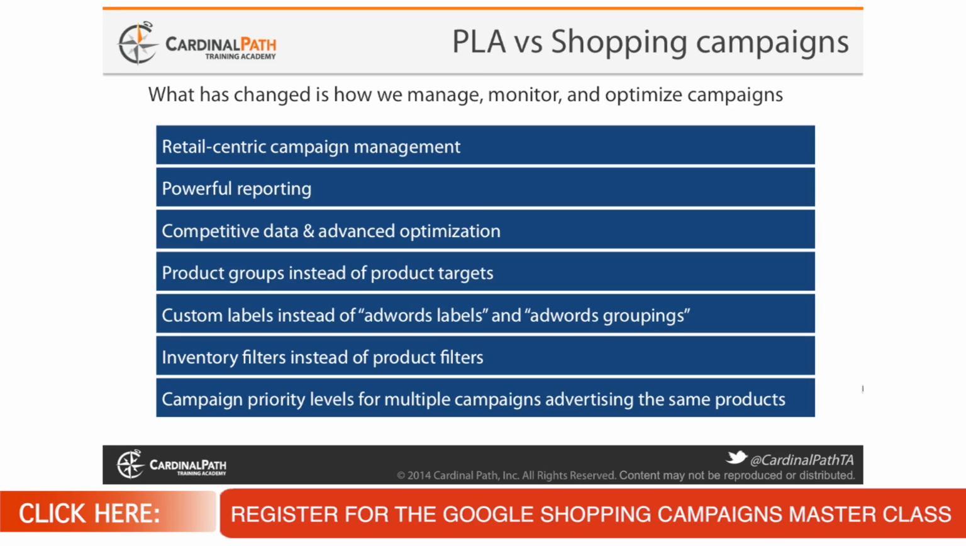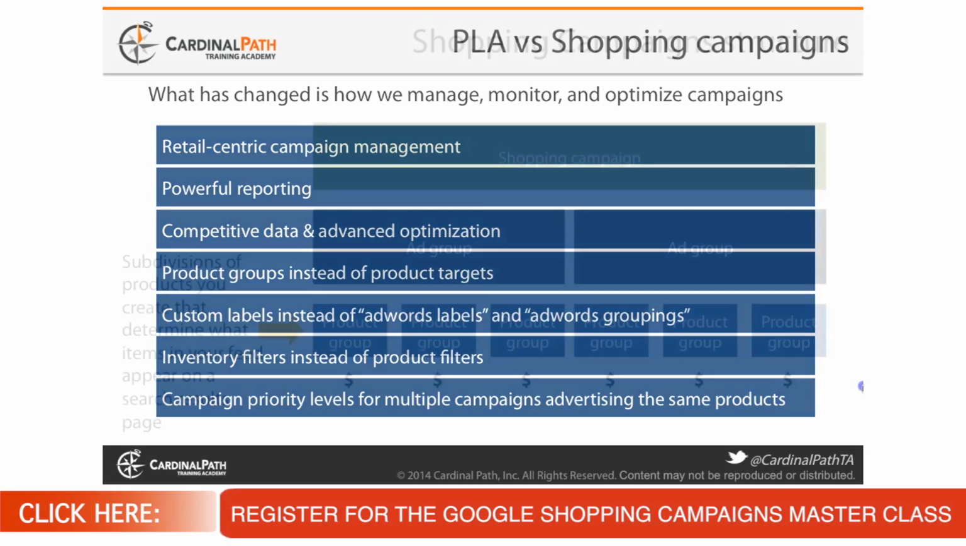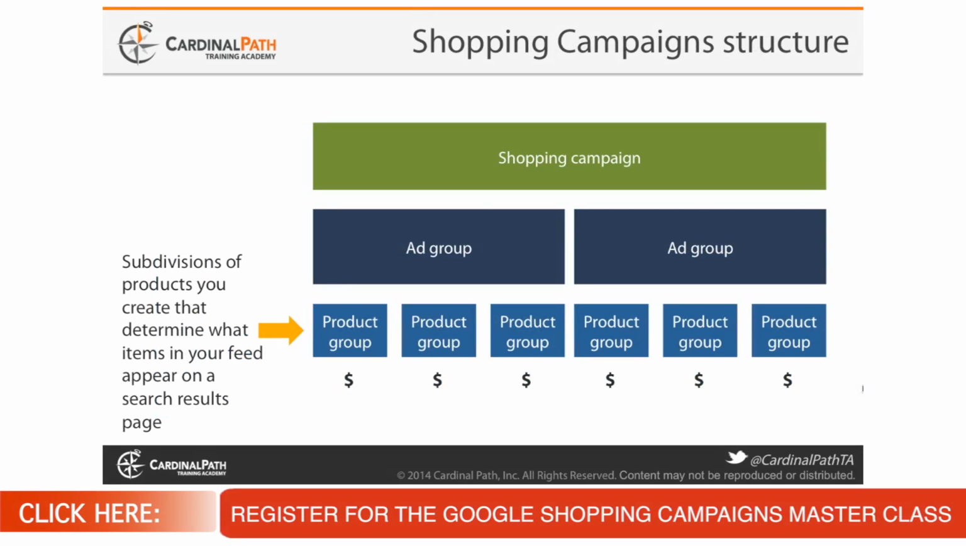Next, there's going to be inventory filters instead of product filters. These are going to work essentially the same way, but it's just a difference in the naming convention. And then a completely new idea is campaign priority levels. So if you have multiple campaigns that are advertising the same products, you can now set different priority levels for your campaigns.